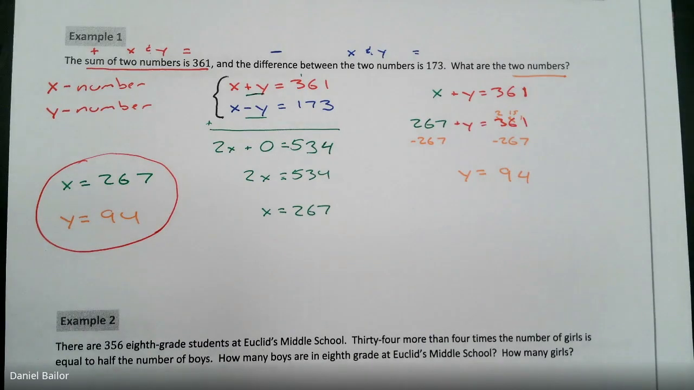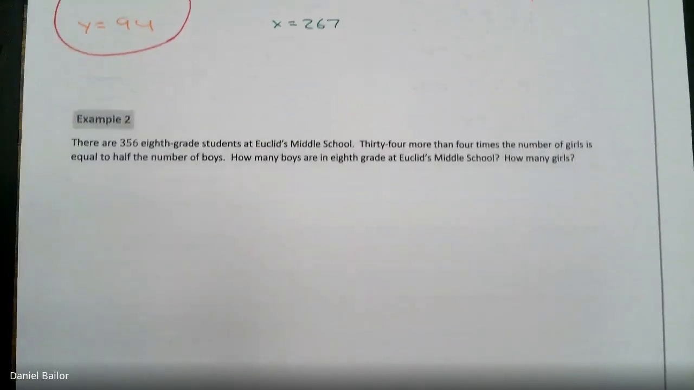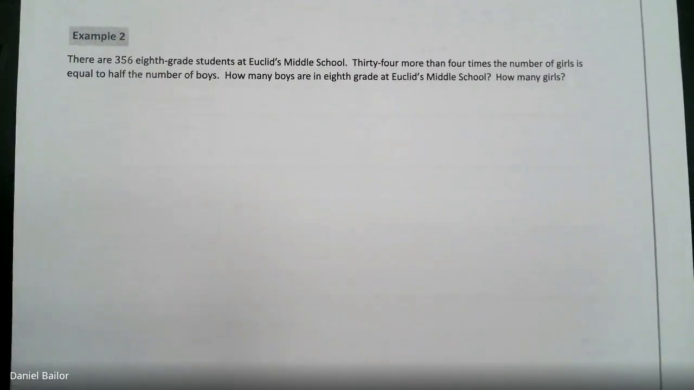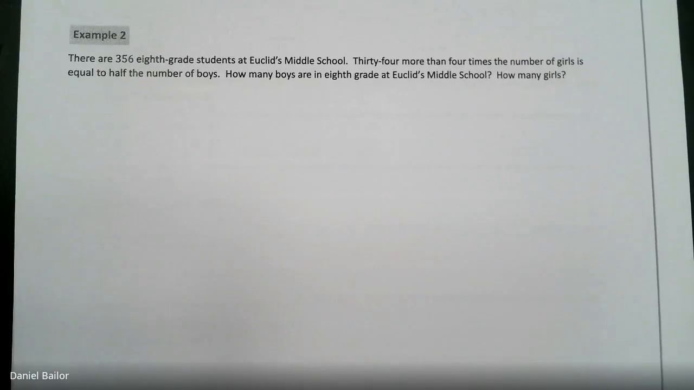Let's talk about another real world example. Maybe not talking just about numbers, but talking about students at a middle school. So example 2, there are 356 8th grade students at Euclid's middle school. So 34 more than 4 times the number of girls is equal to half the number of boys. How many boys are in 8th grade at Euclid's middle school? How many girls? So they need to know how many boys and girls are here.